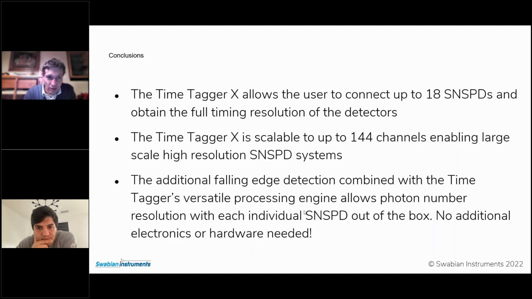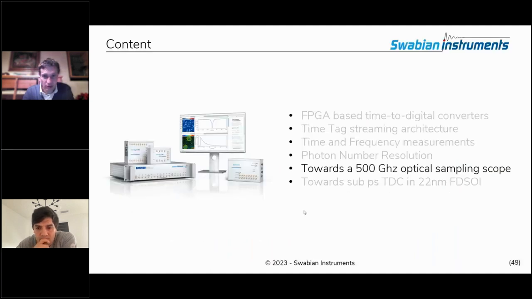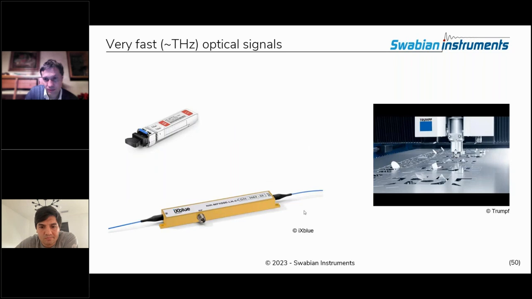All right, I'll be short on this one. Now, just a very brief look at one quite interesting application of the two things, superconducting detectors and time taggers. One thing that we're working on is a technology to measure optical signals at a bandwidth of around 500 gigahertz or more. This could be very fast electro-optic modulators, or signals that occur in femtosecond laser cutting or laser welding. Any type of really fast optical signals that you might be interested to measure.